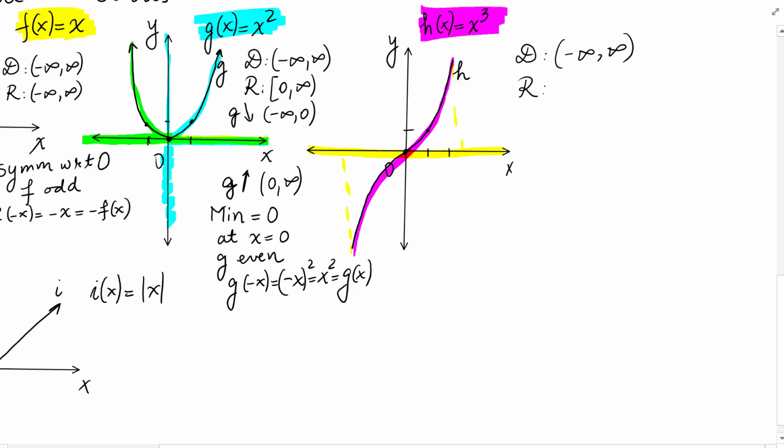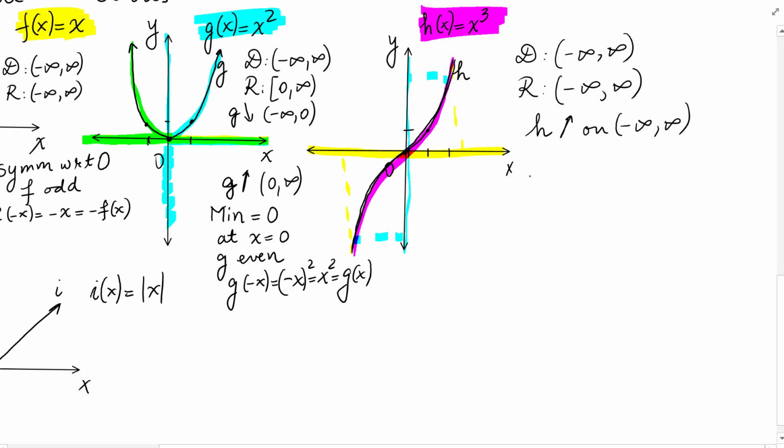The range now on the y-axis, it goes all the way, right? Any value from x has a value in y, so the range is all real numbers. Now I can also say that the function h is increasing. As you can see, it's going all the way, it's increasing. So the function h is increasing on negative infinity. So it just starts and it just continues increasing.